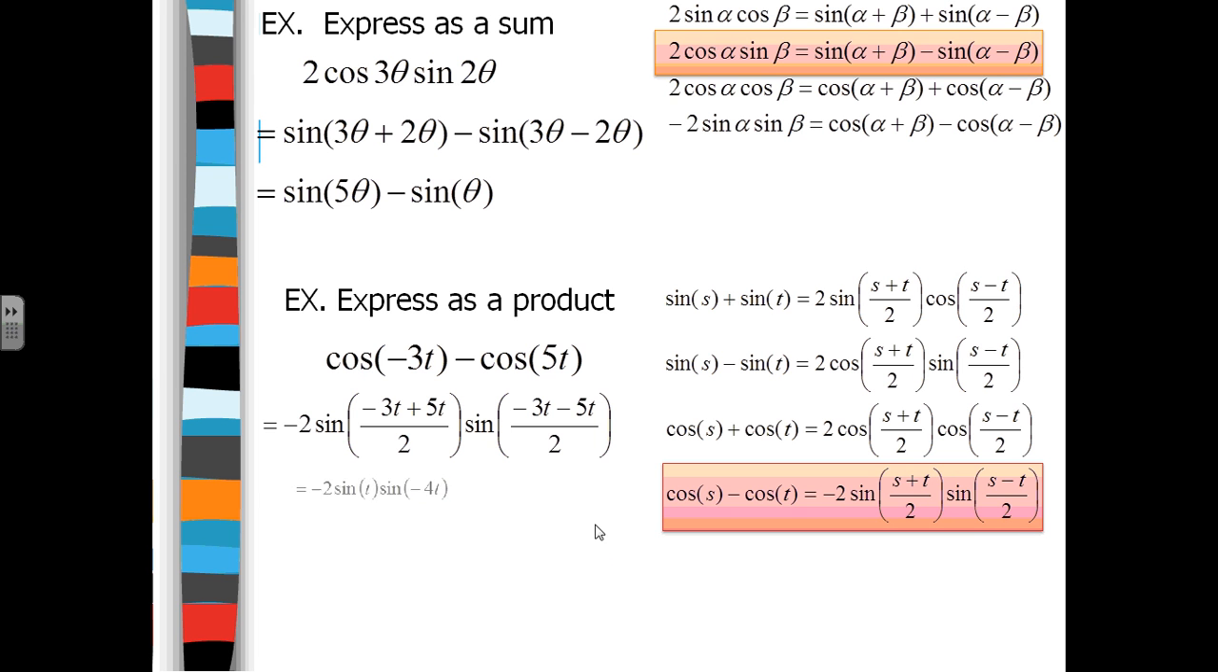Now we end up getting a negative angle here when we simplify this down. And if that ever happens, we need to deal with it. If you remember the odd-even functions, how sine plays out, the sine of a negative angle is the same as negative sine of the positive angle. So it's like pulling the negative out front. Well, that's going to get combined with that negative. So this solution should be 2 sine t sine 4t. And that's it. Those are your sum product identities.